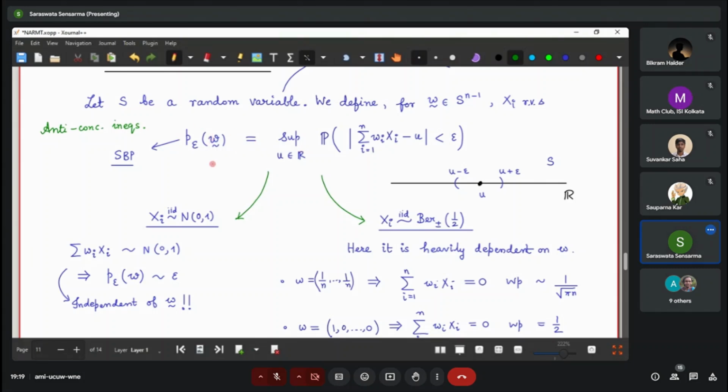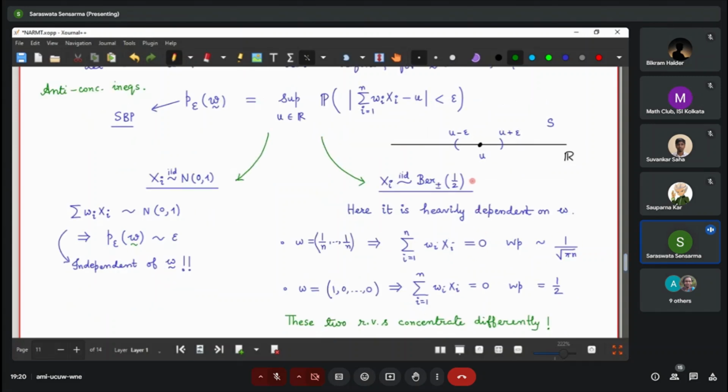That's the question. So let's take the first example, which is IID normal 0 1. Then the summation of WiXi is also normal 0 1. That's where the rotational invariance of the normal comes in. It's a very special distribution, and in particular, you can easily check that this being a normal 0 1 random variable, P epsilon of W is of the order of epsilon, independent of W, completely irrespective of what W is, as long as it is a unit vector. It is the same thing, the small ball probability. However, that is an exception and not the norm. In general, it depends heavily on what W is.